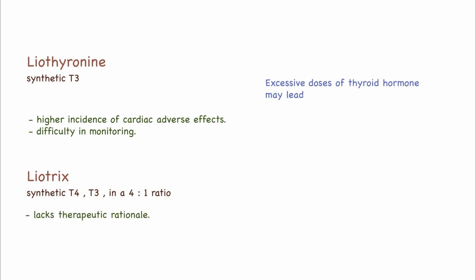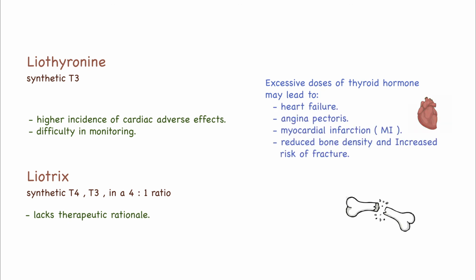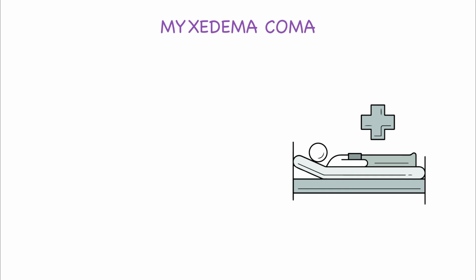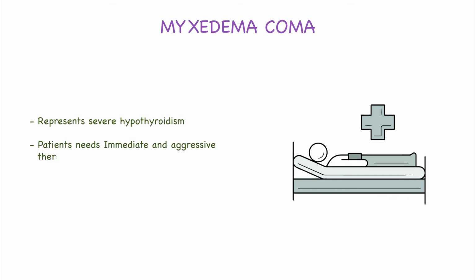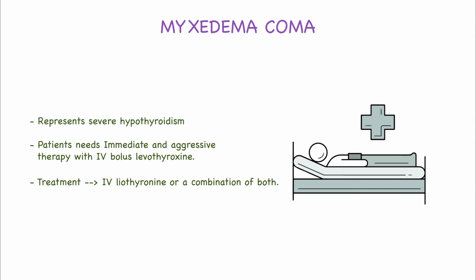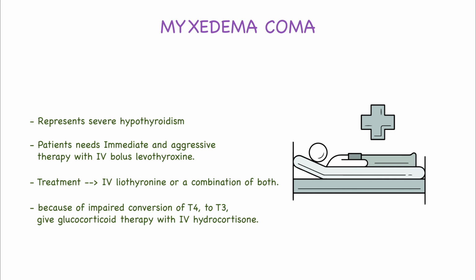Excessive doses of thyroid hormone may lead to heart failure, angina, MI, and may lead to reduced bone density and increased risk of fracture. For myxedema coma, which is a life-threatening clinical condition that represents severe hypothyroidism, patients will need immediate and aggressive therapy with IV bolus levothyroxine, or initial treatment with IV liothyronine or a combination of both hormones because of the impaired conversion of T4 to T3. Also, we need to give glucocorticoids with IV hydrocortisone until coexisting adrenal suppression is ruled out.